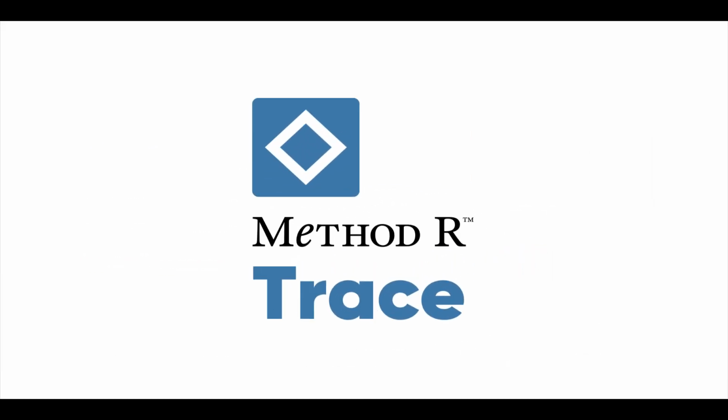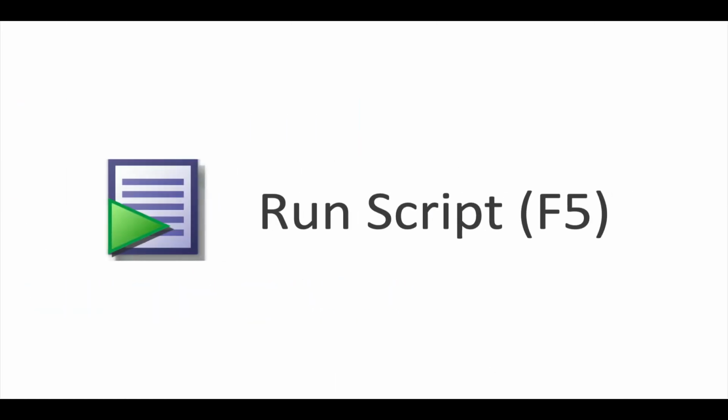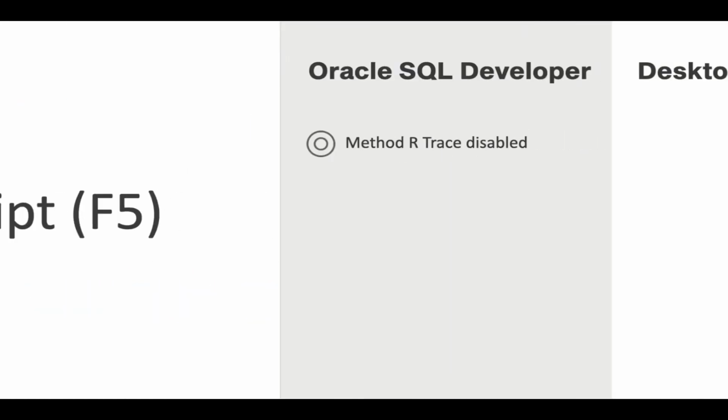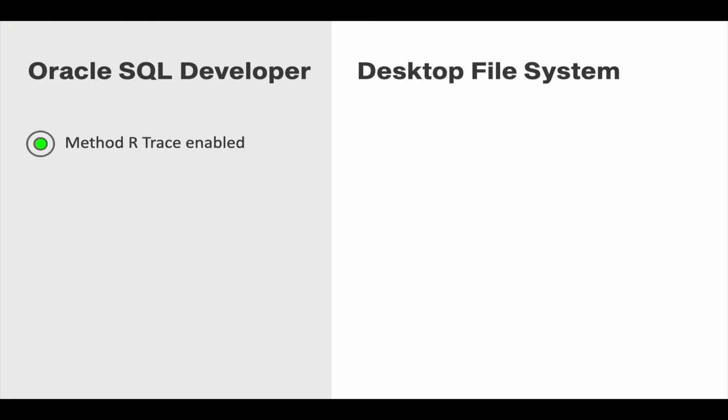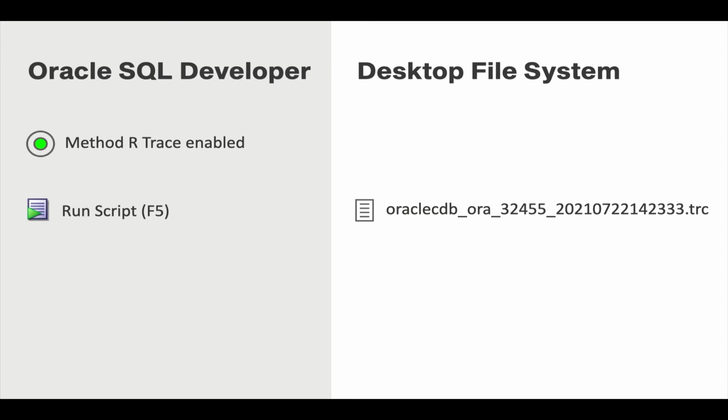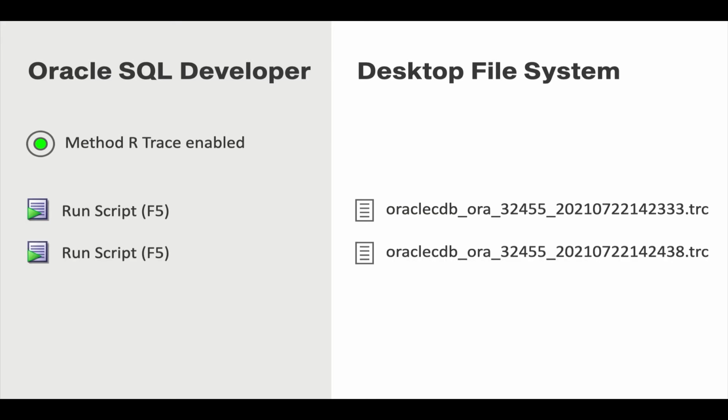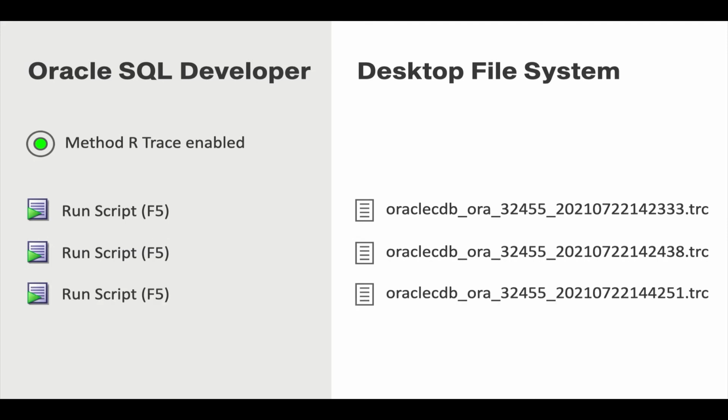Your Method R Trace experience centers around a SQL Developer button you already use every day. It's the Run Script button. When Method R Trace is enabled, clicking that normal Run Script button does its normal thing, plus all of our tracing stuff. With Method R Trace enabled, doing only what you were going to do anyway creates your perfect trace file right on your workstation.